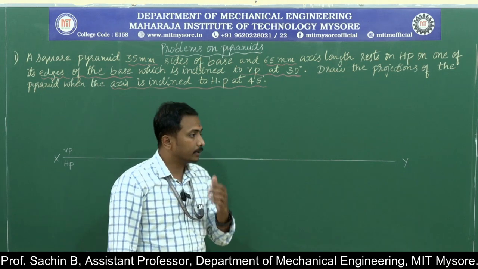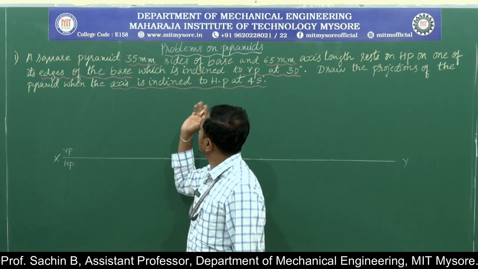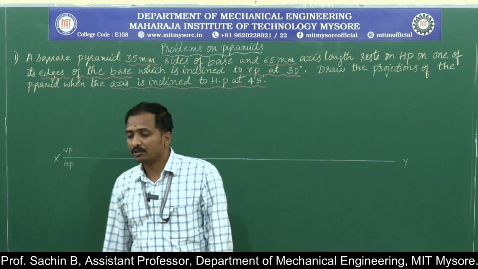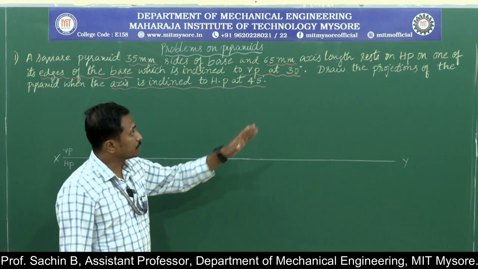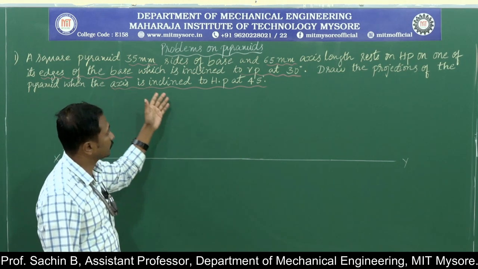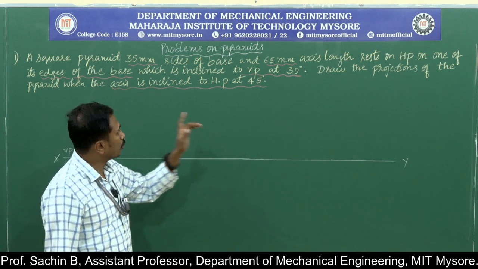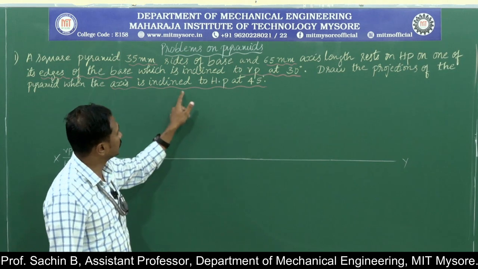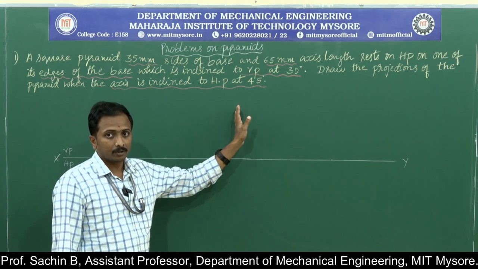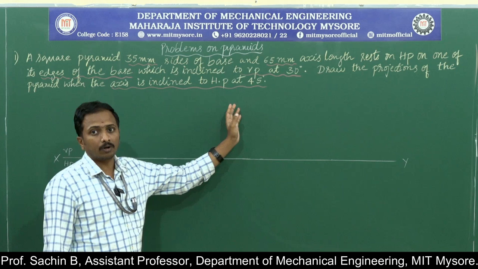A square pyramid, 35 millimeter sides of base and 65 millimeter axis length, rests on HP on one of its edges of the base, which is inclined to VP at 30 degree, full stop. Draw the projections of the pyramid when the axis is inclined to HP at 45 degree. This was the condition that they are given.